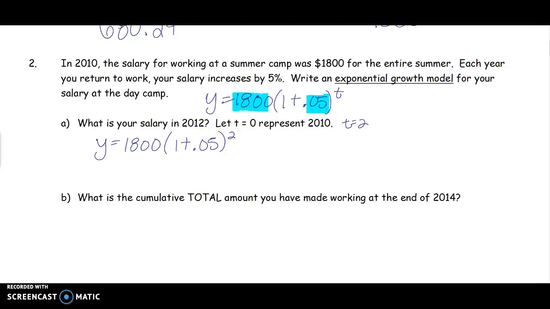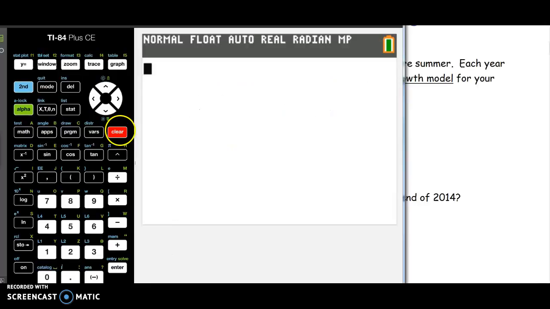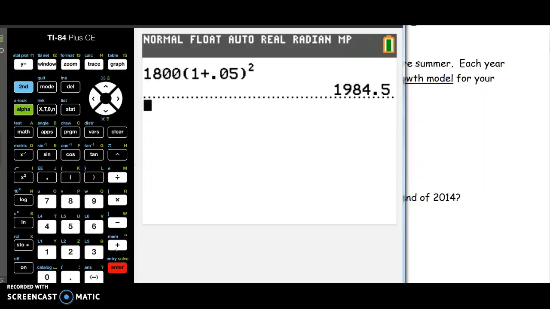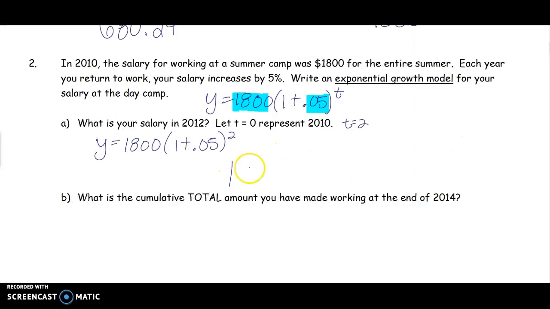If we go back to our calculators, we're going to have to change it because we changed our values. You have 1800 times 1 plus 0.05 raised to the 2 power, second power. So after 2 years of working, your salary would be $1,984.50.